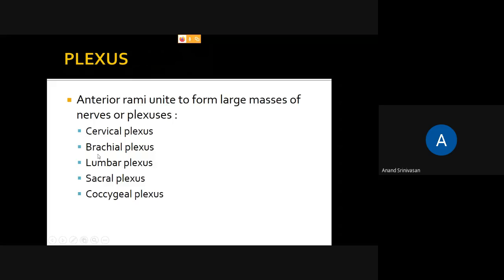The lumbar nerves and lower thoracic nerves join to form the lumbar plexus. Similarly, the sacral nerves and coccygeal nerves. These are some of the plexuses present in our body. A plexus is nothing but a group of spinal nerves which join together and then supply different parts of the body. All right, so this is the plexus.